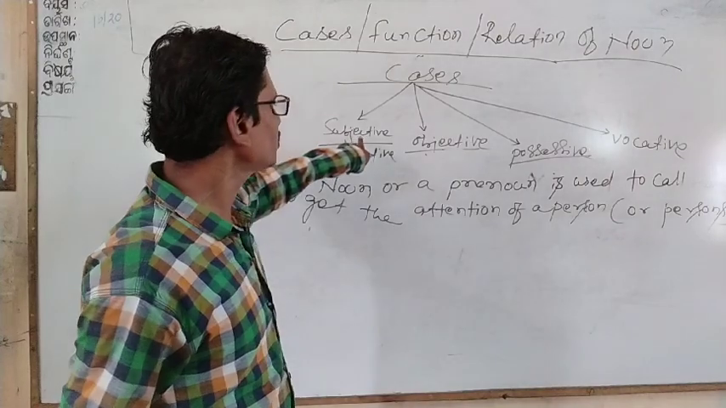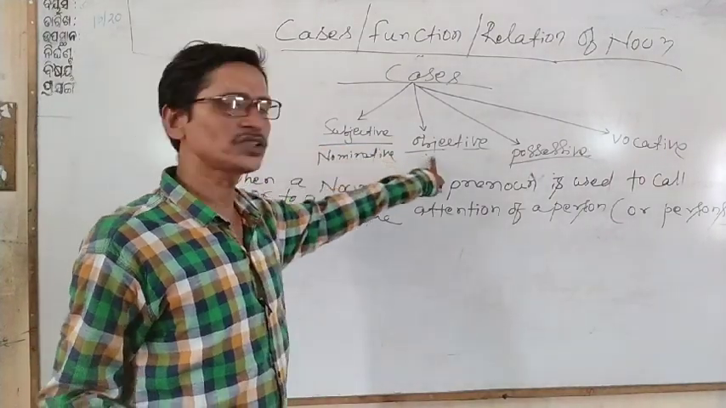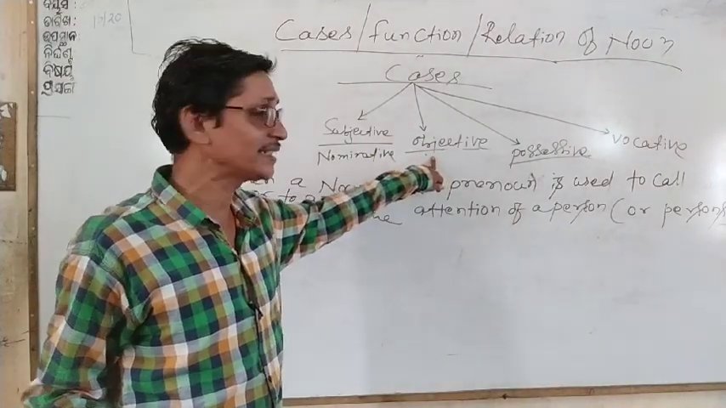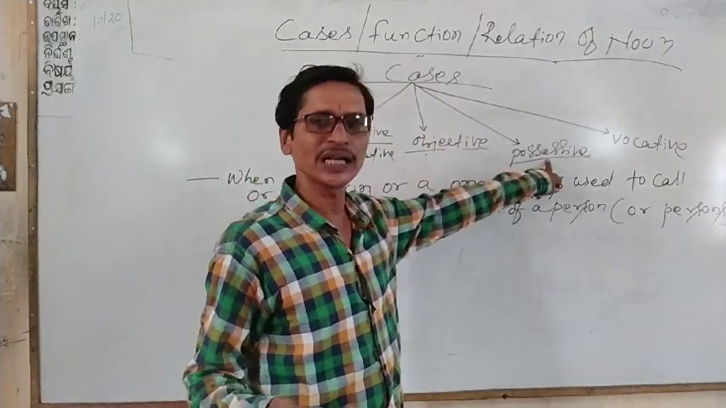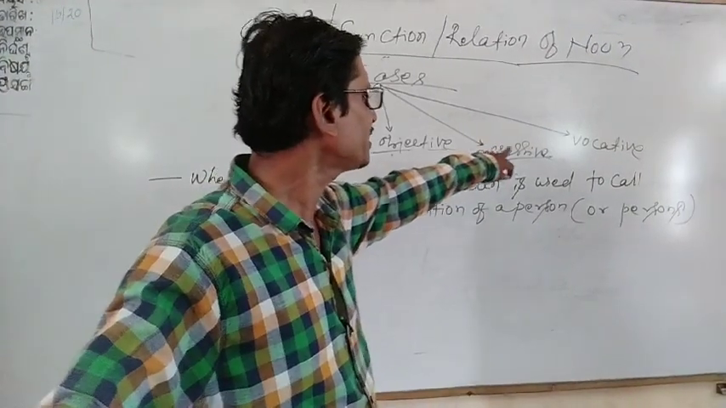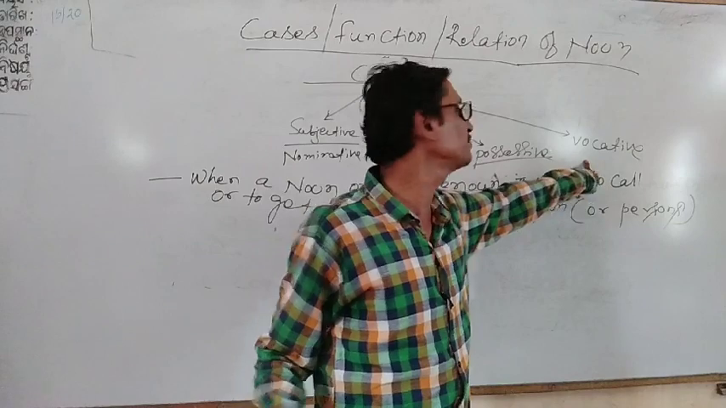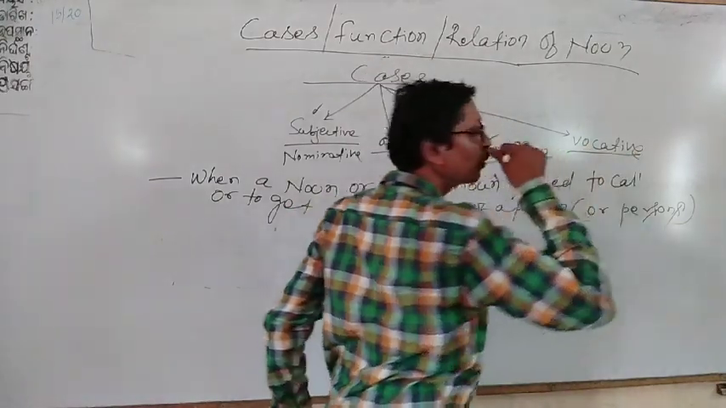See, we understood the subjective or nominative case of a noun. We understood the objective case of a noun, how it is a dative case and an accusative case. Similarly, we understood the possessive case of a noun, and now we are understanding the vocative case of a noun. Vocative case means what? We discussed these three. Now we are discussing the vocative.